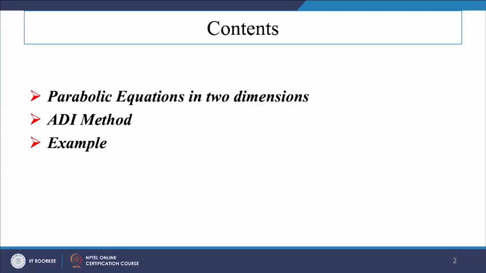Welcome to the lecture series on numerical methods, finite difference approach. In this lecture series, we discussed in the last lecture how we can solve two-dimensional parabolic equations using the explicit method and Crank-Nicolson's method. And in this lecture, we will start on parabolic equations in two dimensions using the alternating direction implicit method, or ADI scheme.